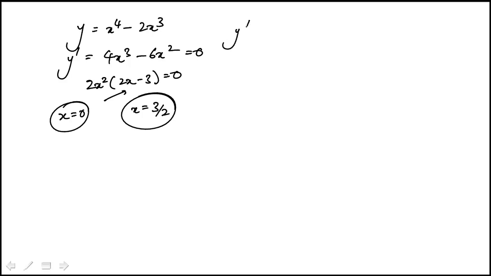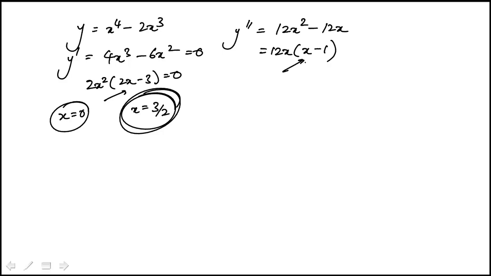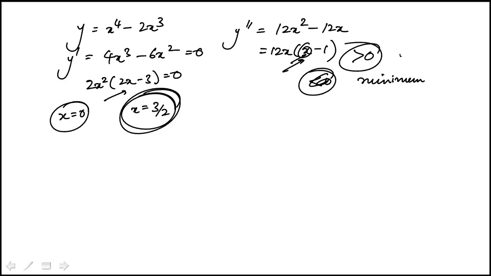So I'll find the second derivative, and that would be 12x squared minus 12x. I pull out a 12x, times (x minus 1). And you can see at x equal to 3 over 2, this is negative. Actually, no, it's not negative, it's positive, because this is 1.5 minus 1, which means it's a local minimum. So that's 1 point. And this one, if you notice, this is equal to 0, so we don't really know whether that's a point of inflection or not.